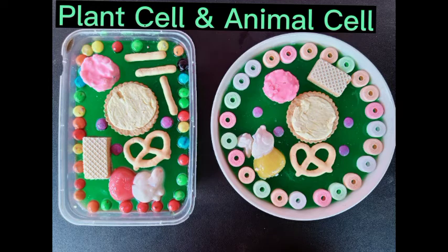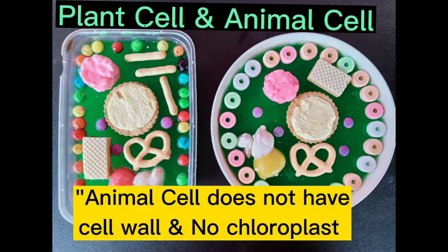The difference between the plant cell and the animal cell is that the animal cell does not have the cell wall and no chloroplast.